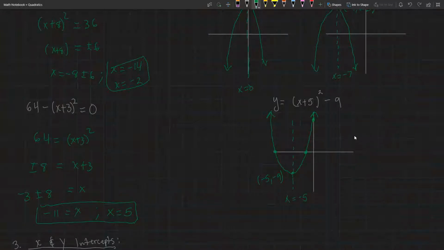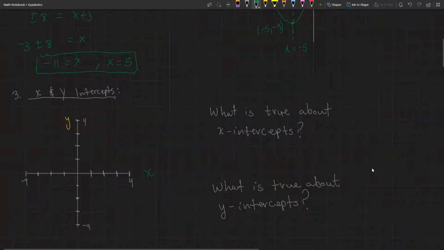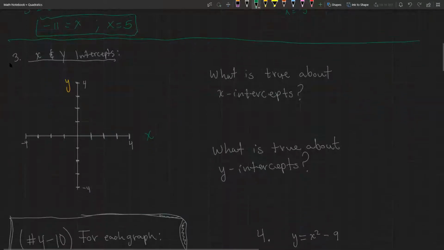I'm going to show and remind you how to do that if you haven't done it with linear equations. If you have done it with linear equations, it's still worth the time to revisit that idea, especially if you forgot why. So number 3, let's remind ourselves something about x and y intercepts, all right?